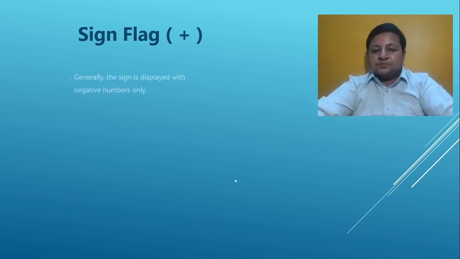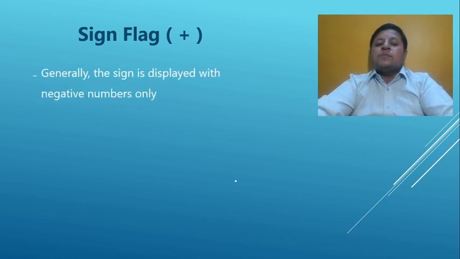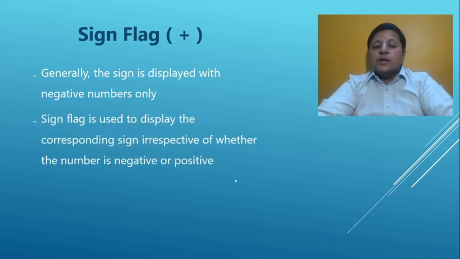The effect of this is, negative will get negative and minus sign, positive is going to give you positive sign or plus also, which otherwise does not happen. Right? Look at the statements. Generally, the sign is displayed with negative numbers only. Sign flag is used to display the corresponding sign irrespective of whether the number is negative or positive. I said corresponding sign, meaning the sign that it actually has.